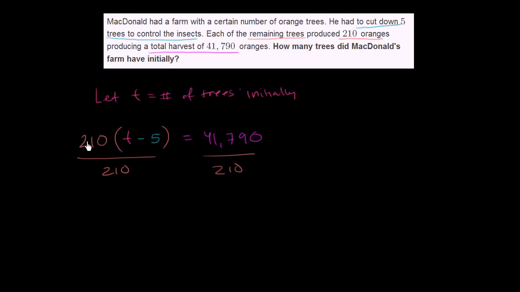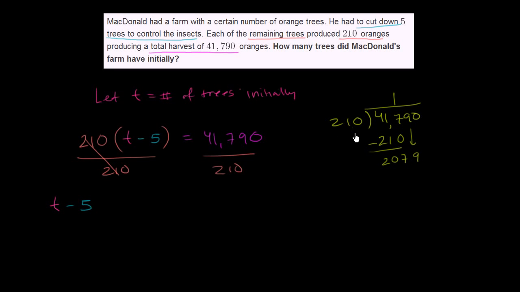The left-hand side simplifies to T minus 5. The right-hand side, let's see, what is 41,790 divided by 210? Do some long division here, on the side. 210 does not go into 4, does not go into 41. It goes into 417 one time, because 2 times would be 420. 1 times 210 is 210. You subtract, you get 207. And then you bring down the 9.